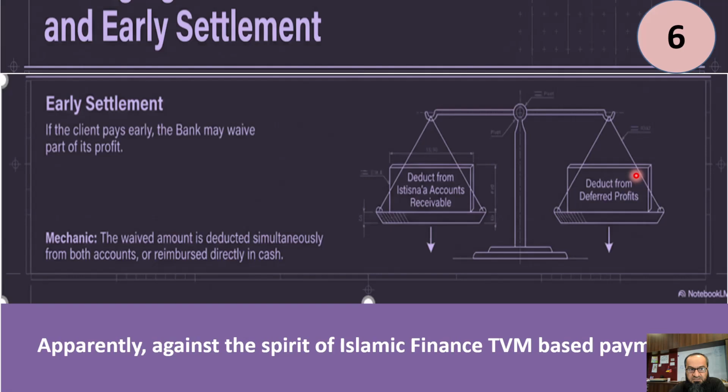Point number 6, if there are early settlements, if the client pays early, the bank may waive part of its profits. So in the same example, when the credit period was 5 years, say the client pays all the amount in 4 years, then we can waive part of our profit. The bank may; this is an option. The client cannot demand it, but the bank can do this.